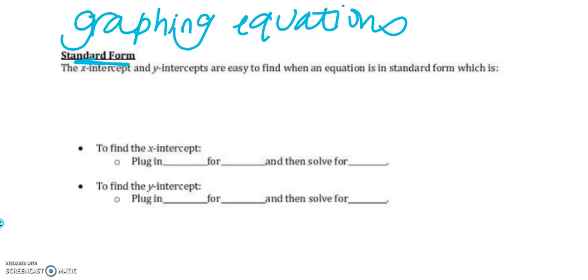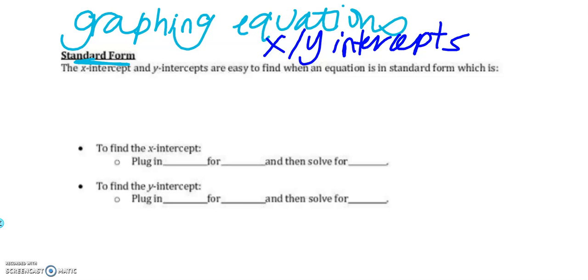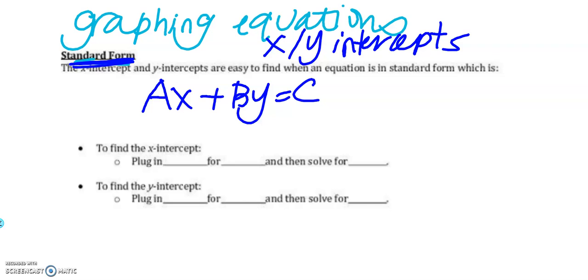Today we're going to be graphing equations using X and Y intercepts. And usually when we do this, the form of the equation is going to be in standard form, but it does work for any form. The X and Y intercepts are easy to find when an equation is in standard form, which is ax plus by is equal to c, where a, b, and c are integers.